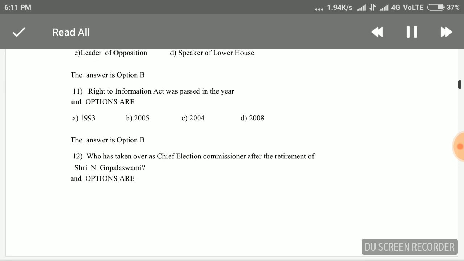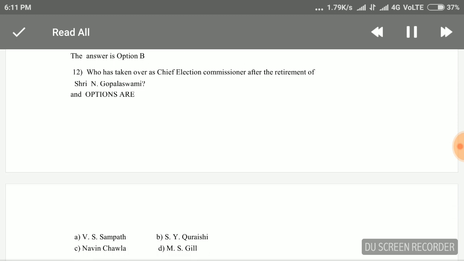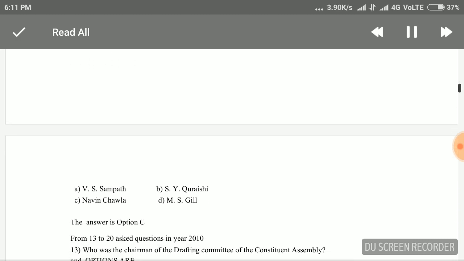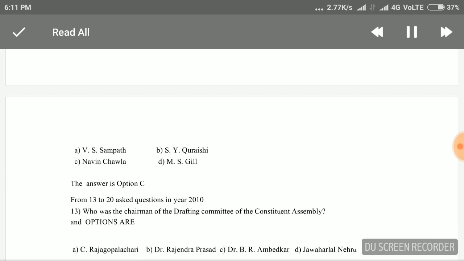12. Who took over as Chief Election Commissioner after the retirement of Shri N. Gopalaswamy? And options are A. V.S. Sampath, B. S.Y. Quraishi, C. Naveen Chawla, D. M.S. Gill. The answer is option C. From 13 to 20, questions were asked in year 2010.